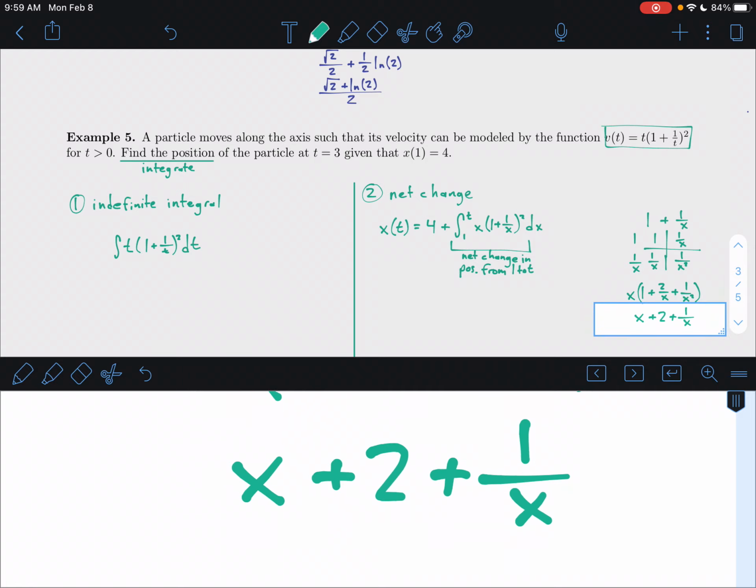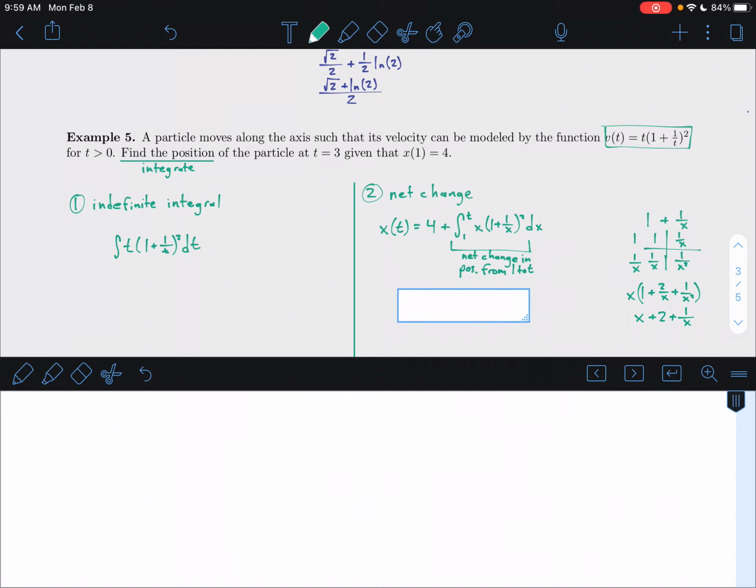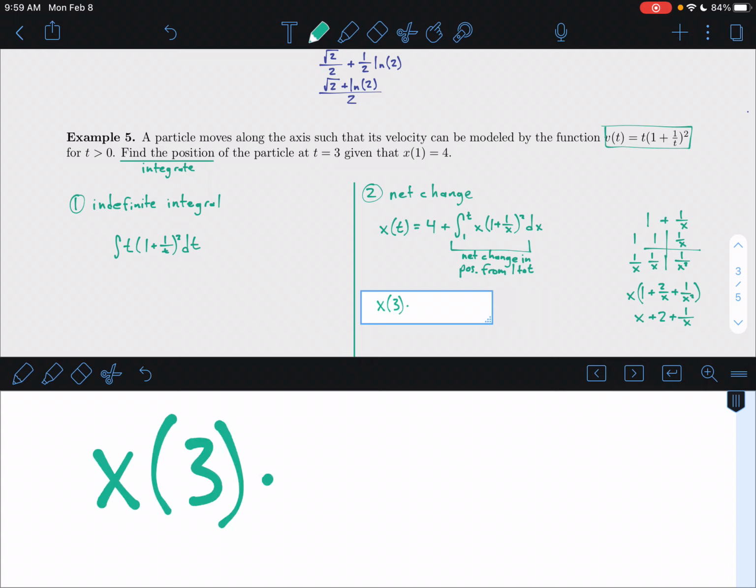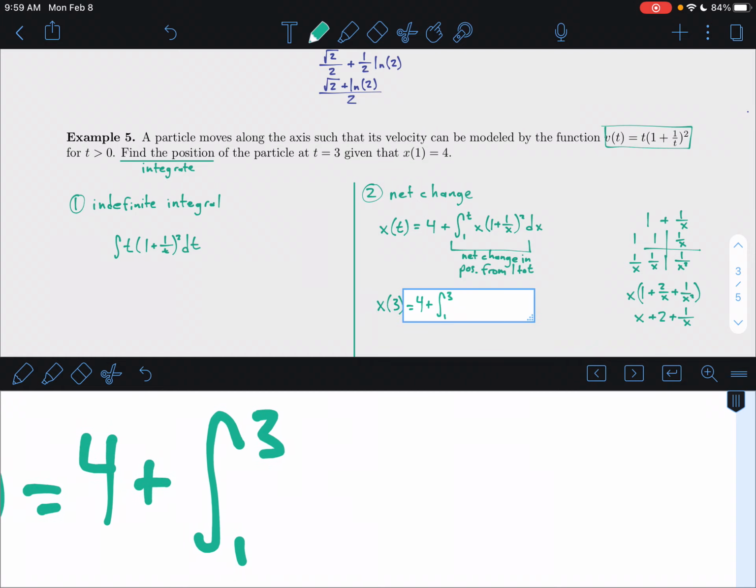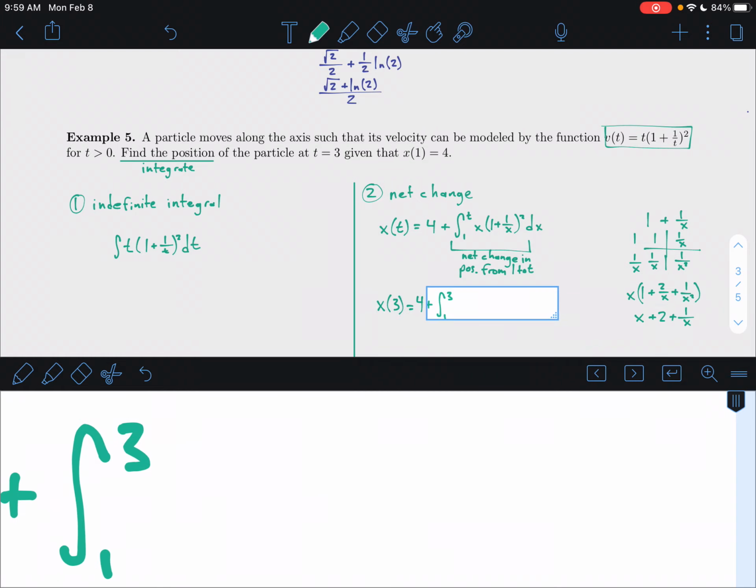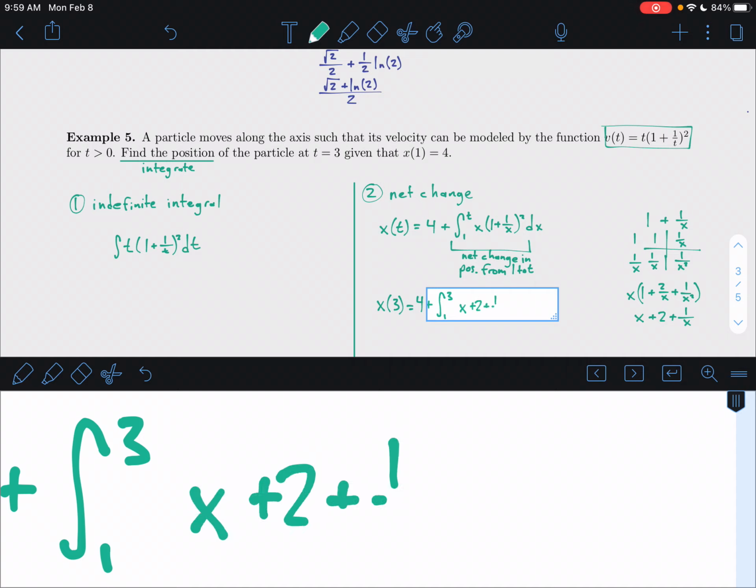So this is the function that I'm going to be integrating here. And I'm going to be doing the position at time t equals 3, so x of 3 is going to be 4 plus the integral from 1 to 3, because again, t equals 3, of x plus 2 plus 1 over x dx.